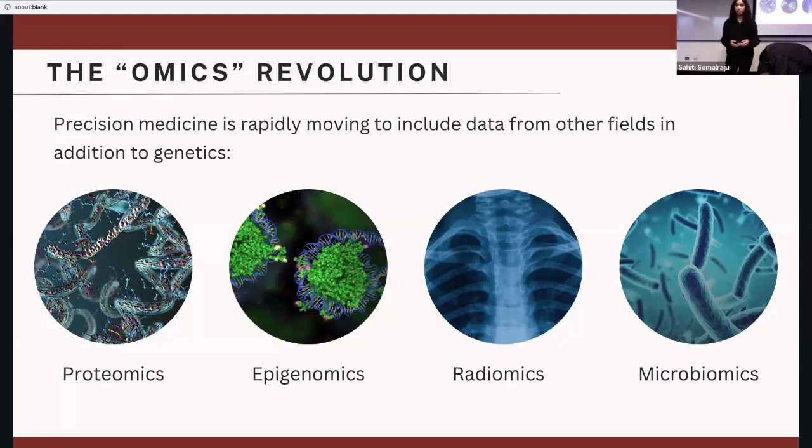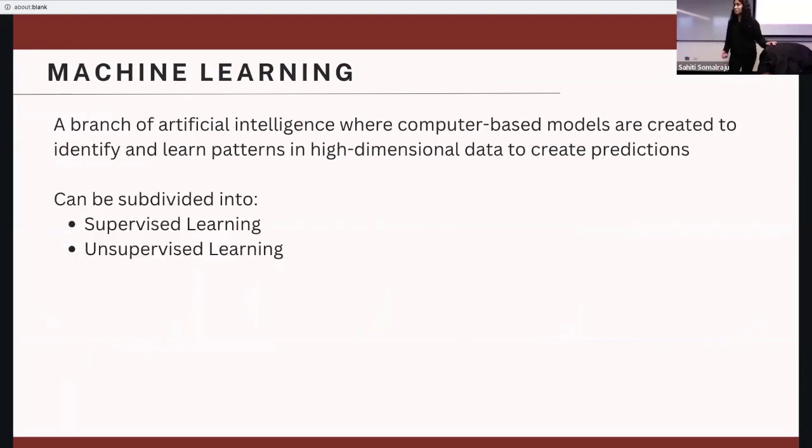And so the processing and extracting information from these complex data sets is very difficult and even impossible without the help of data science and increasing computational power and technology. And so this is where machine learning comes into play. Machine learning is a branch of artificial intelligence where computer-based models are created to identify and learn patterns in high-dimensional data to create predictions. It can be further subdivided into two categories: supervised learning algorithms and unsupervised learning algorithms.